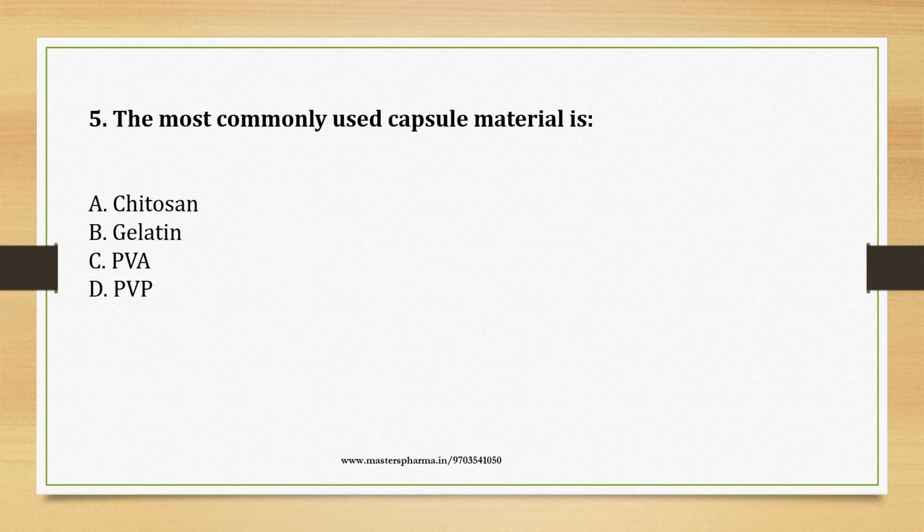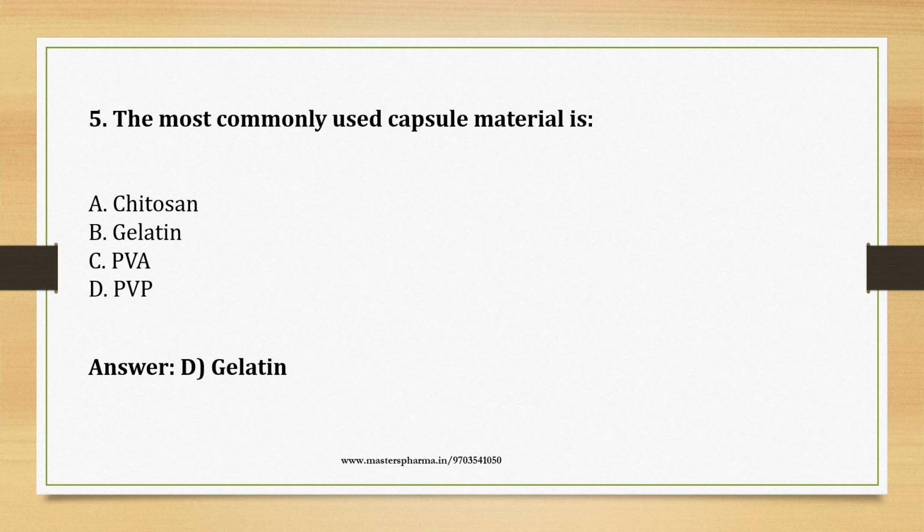The next question. The most commonly used capsule material is chitosan, gelatin, PVA (polyvinyl alcohol), or PVP (polyvinyl pyrrolidone). The correct option is gelatin. Gelatin is by far the most widely used material for manufacturing hard and soft capsules in the pharmaceutical industry, about 90 to 95% of all capsule shells used globally.